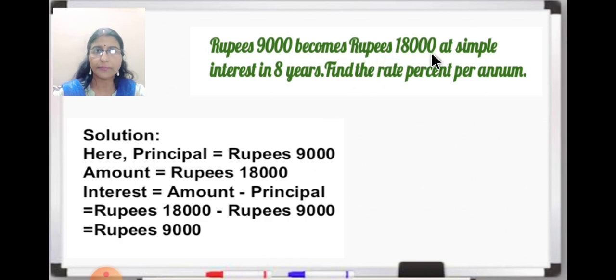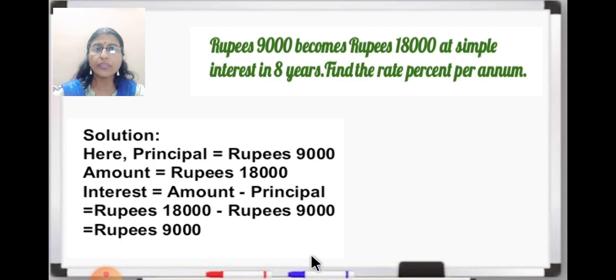And this is the amount. Okay, and you know, amount is principal plus interest. So here amount is given rupees 18,000. So easily we can find out interest. Because we know amount is principal plus interest, so interest will be equal to amount minus principal. So it will be rupees 18,000 minus 9,000. So when you subtract these two values, you will get rupees 9,000. So we got the value of interest as 9,000.